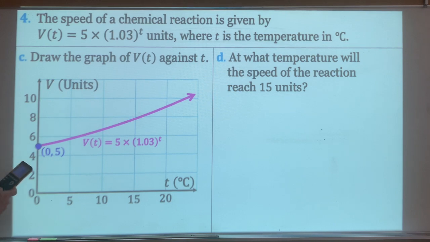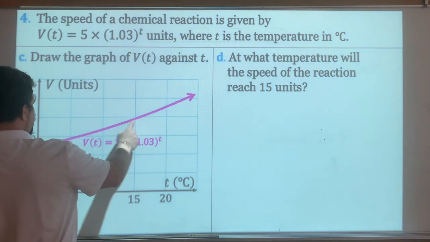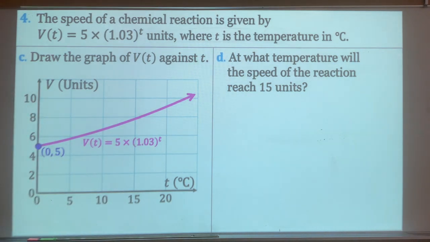If I did 5 times 1.03 to the 15th, I get about 7.7. So this is about 7.7. So I got 2 points, just run through the points. You can also use (20, 9.03), which is right there as well. You can use more points if you like, but you don't have to.